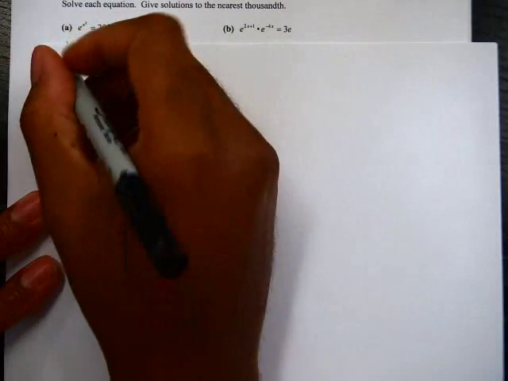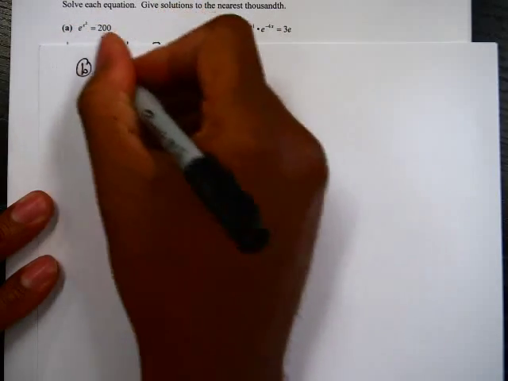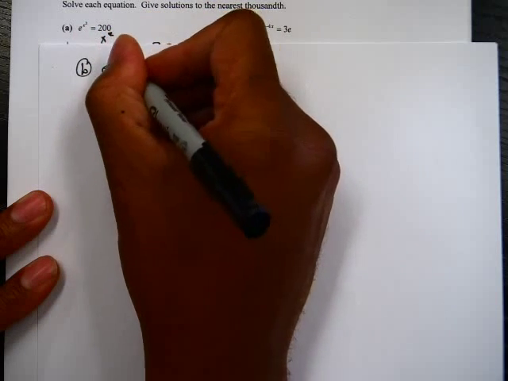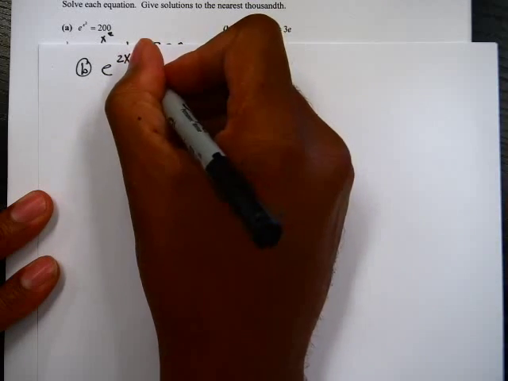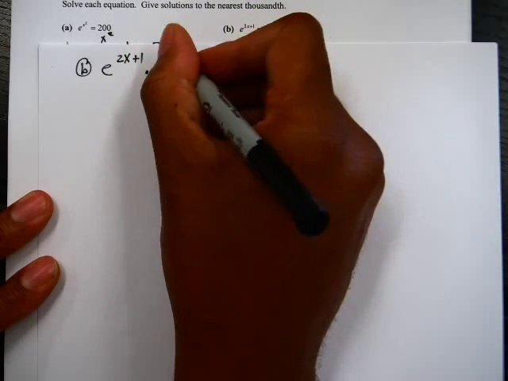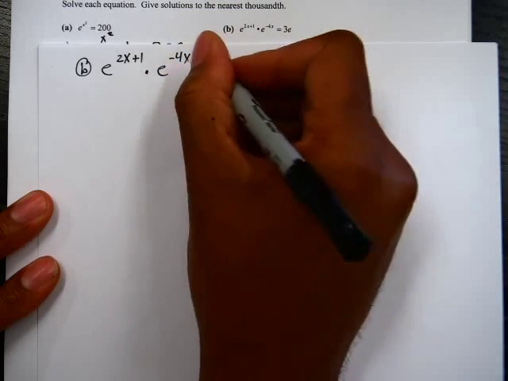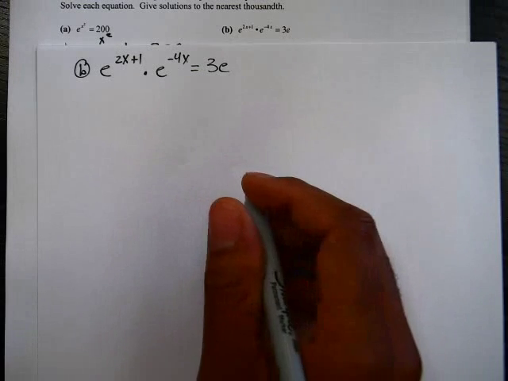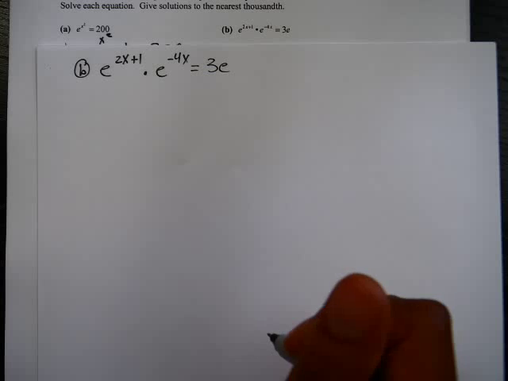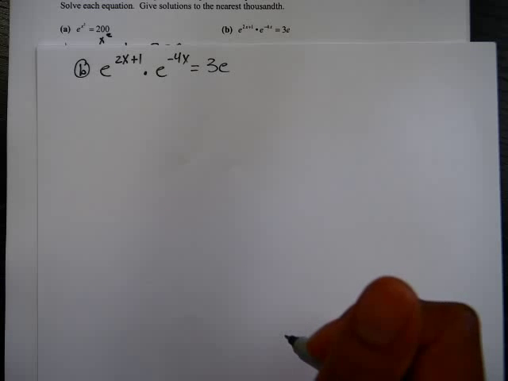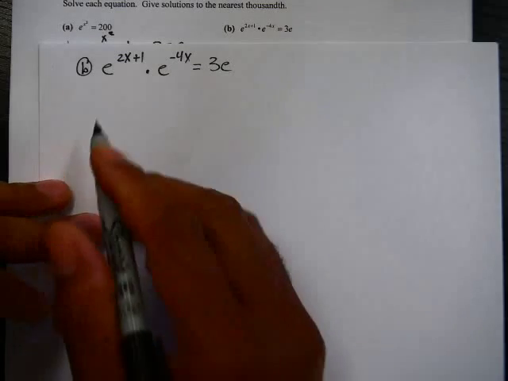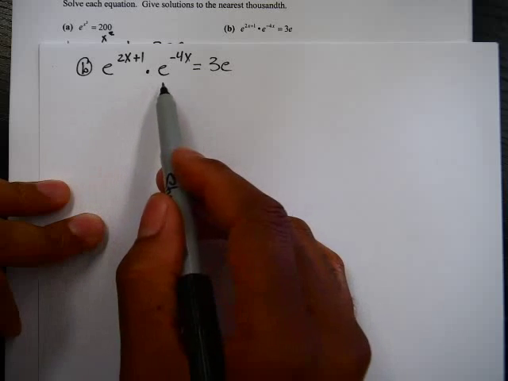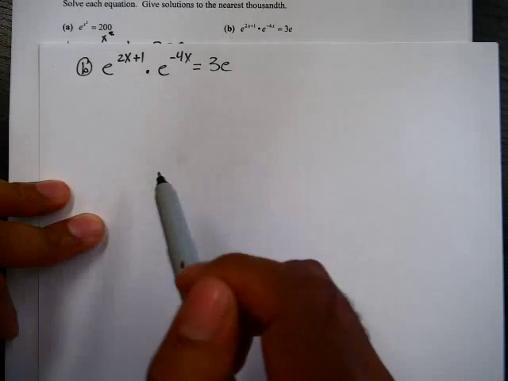Right. So for part B, if I have e to the 2x plus 1 times e to the negative 4x equals 3e. First thing I need to try to do is to combine my e's using the properties of exponents. So if I have e to the 2x plus 1 times e to the negative 4x, I can make that one e, because they're both base e.